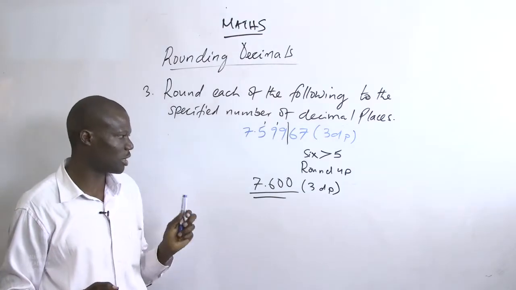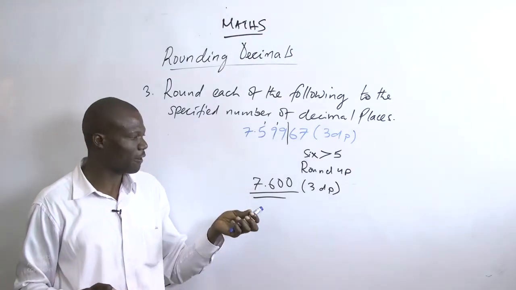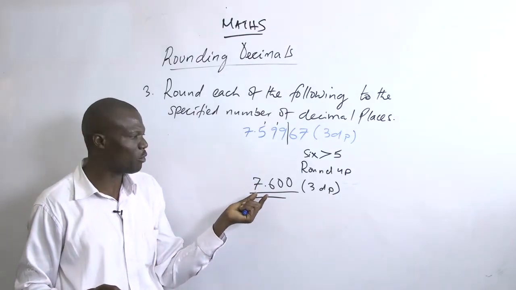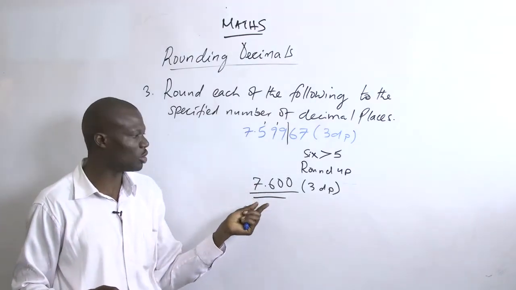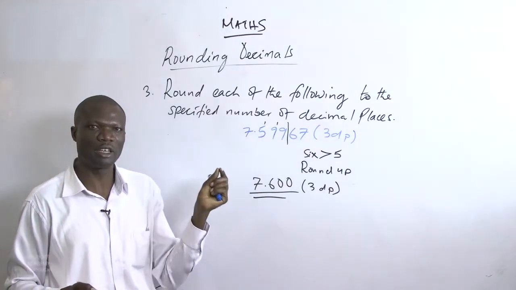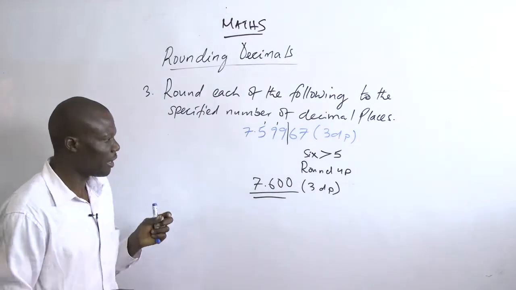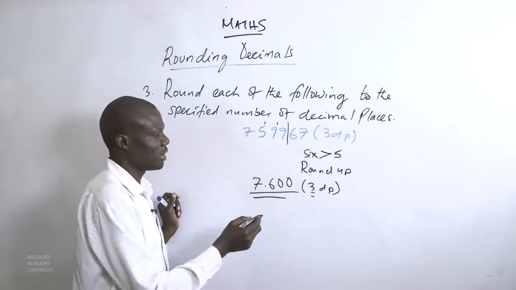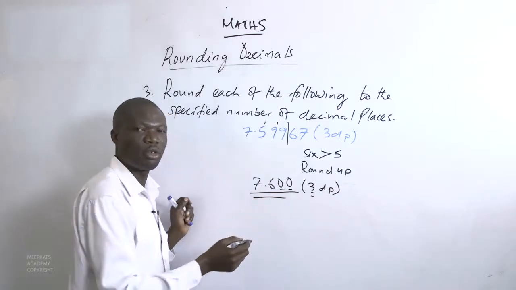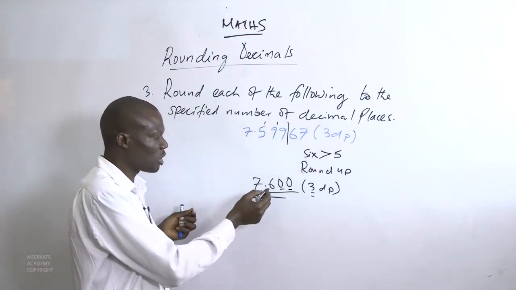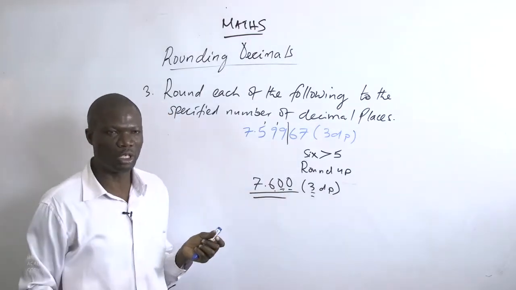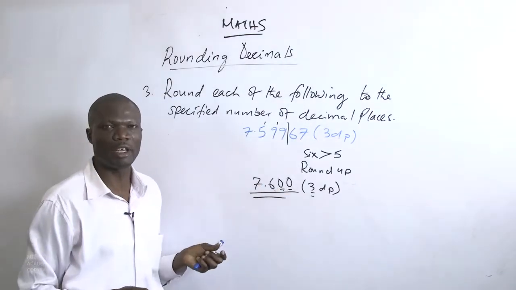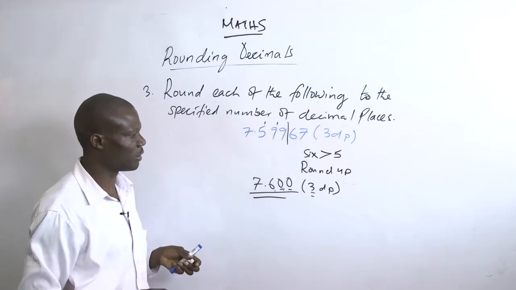A point to note: you notice that we have only 7.6. Why have we maintained 2 zeros when we find them insignificant? Because we are required to give 3 decimal places, we need to remain with those zeros so that we can count the number of decimal places to 3. So these zeros at this particular time are very important.